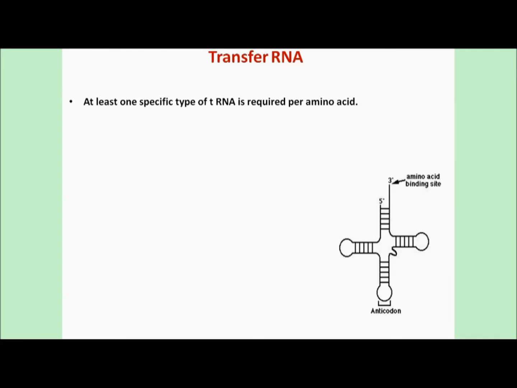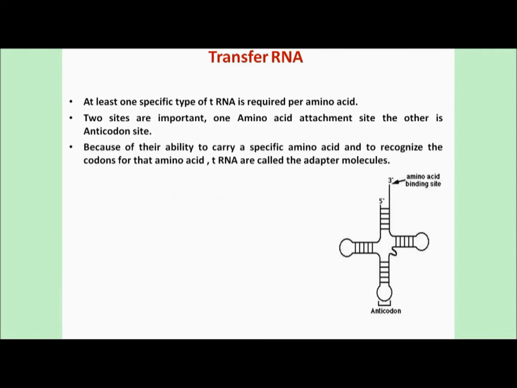I repeat, at least one specific type of tRNA is required per amino acid. So two sites are important here: one is the amino acid attachment site and the other is the anticodon site. Because of their ability to carry a specific amino acid and to recognize the codons for that amino acid, the tRNAs are also known as adapter molecules. I repeat, they have a specific site for binding the amino acid, and moreover, they have a specific site for binding to the mRNA. Thus, they are known as adapter molecules.